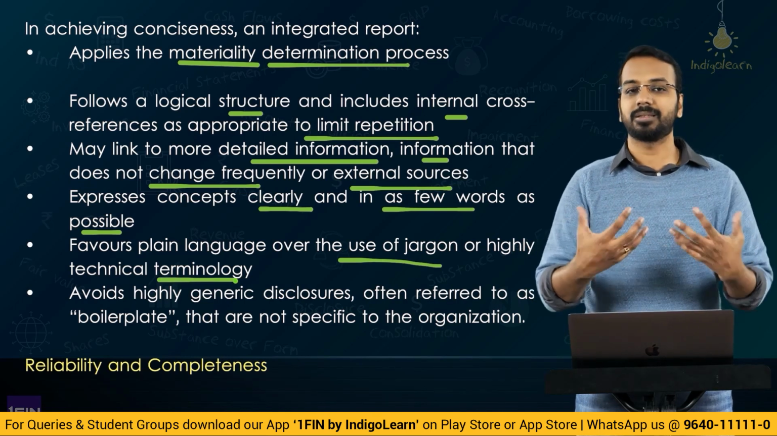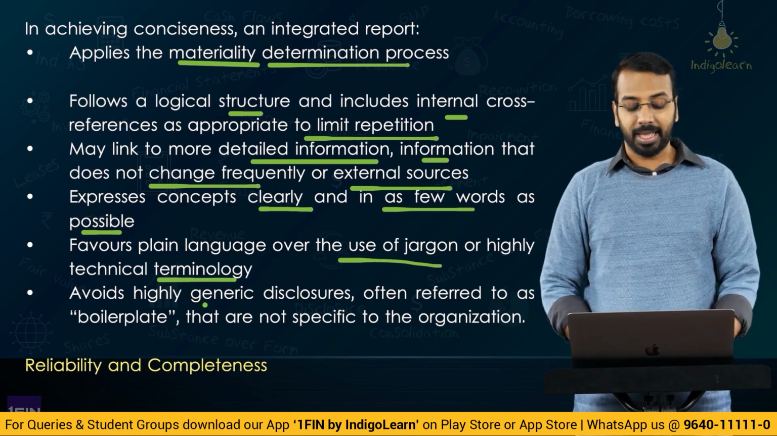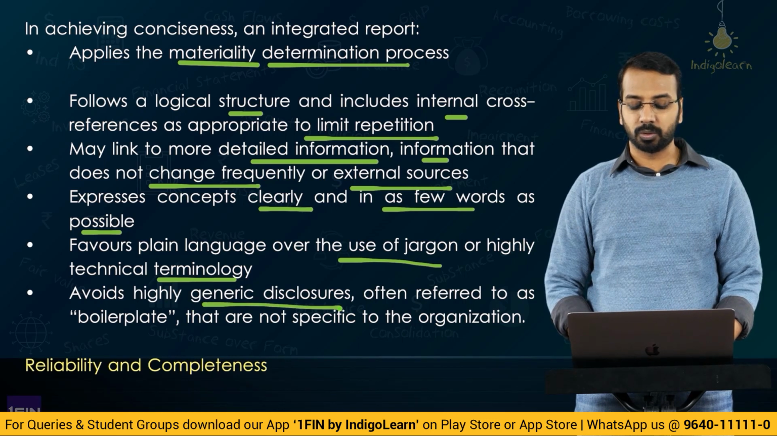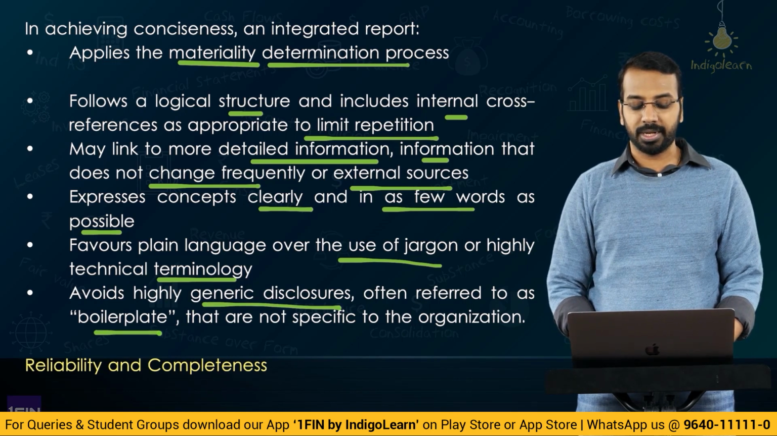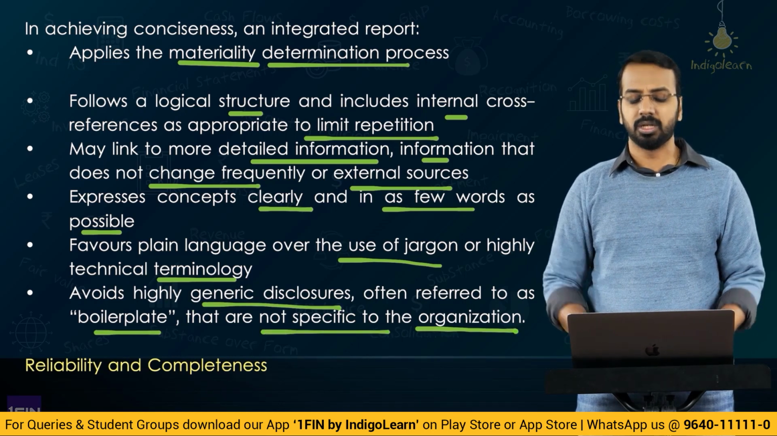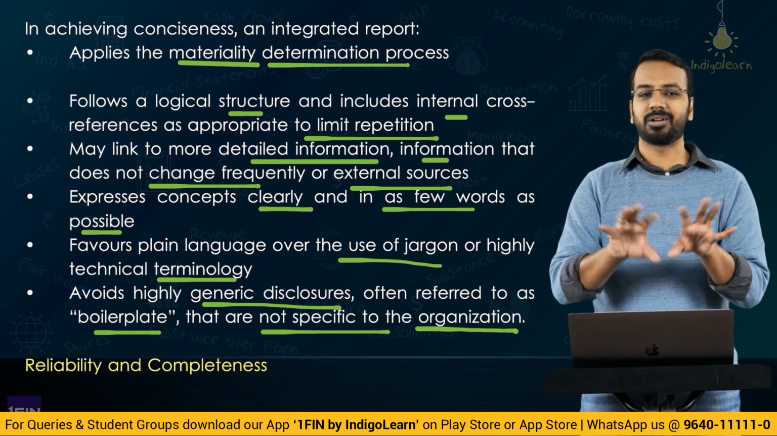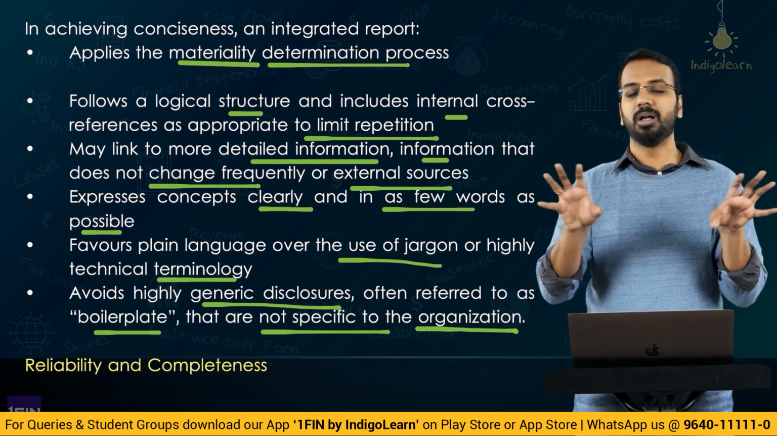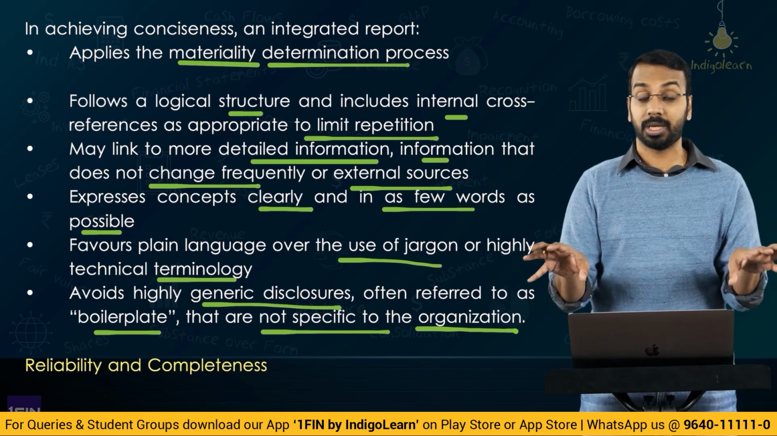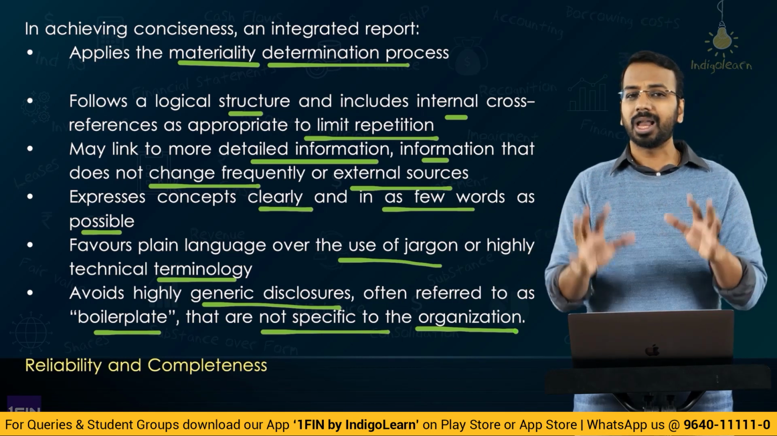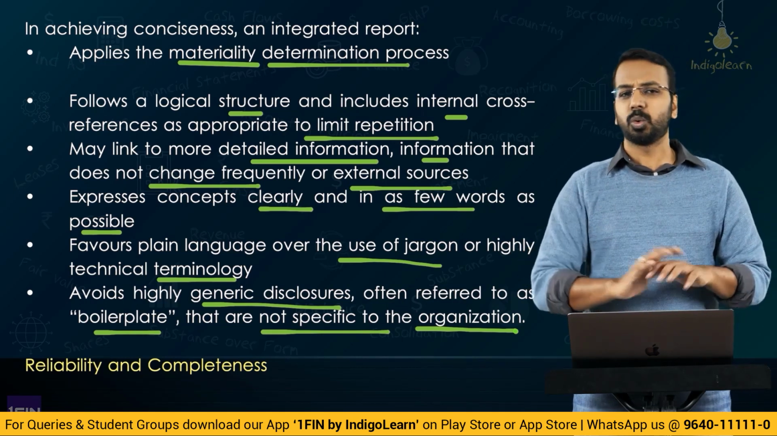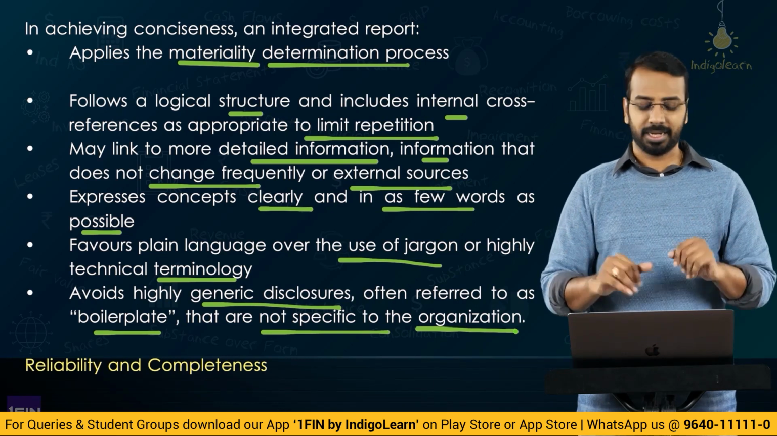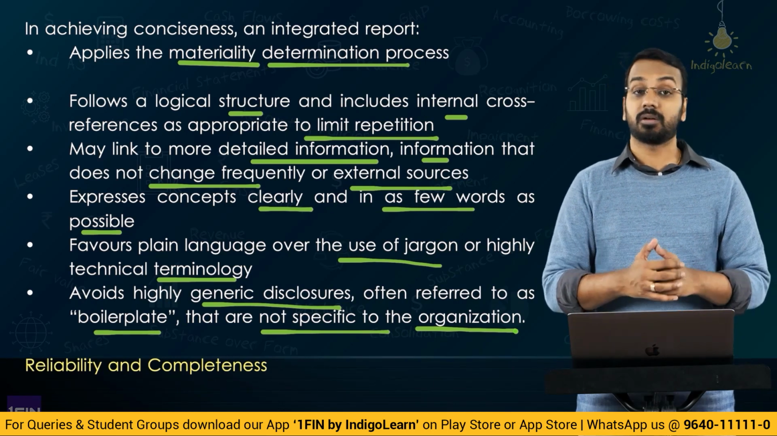As I told you, use as simple words as possible and avoid highly generic disclosures, often referred to as boilerplate, that are not specific to the organization. So avoid making general statements, general disclosures about the industry, about the government, about the economy, about overall world economic growth, unless it is material to your organization. Don't make general disclosures, right? So these are the principles for achieving conciseness.